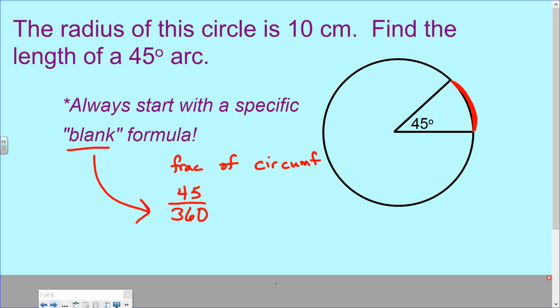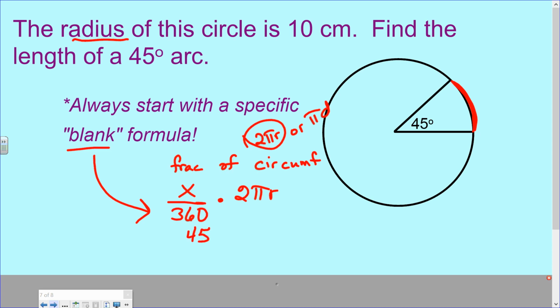And then "of" means times. And the formula for the circumference is either 2 pi r or pi d. I decide which one I need by looking at my problem. Do I want 2 pi r or pi d? Well, they tell me radius, so I'm going to choose the 2 pi r formula. So actually, I should have written, the formula you'll start with is x over 360 times 2 pi r. This will be the first line in your problem.